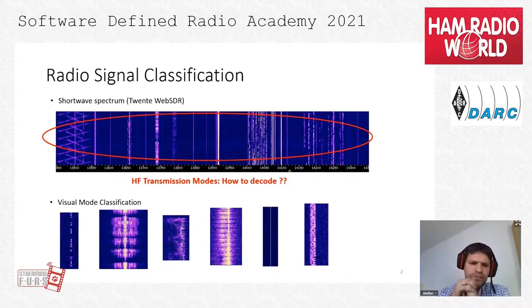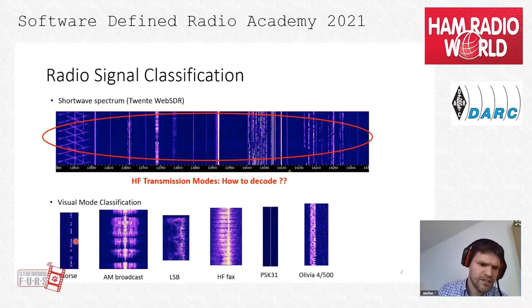I've copied out of the spectrogram a few signals, and you can now test yourself if you are able to determine the modes of the signal by just looking at the spectrogram. The signal on the left-hand side is very characteristic because it has some on-off keying pattern and is very narrowband. And this signal is a Morse code signal. So you can basically see the Morse code in the spectrogram. The second signal you can see here is very typical for an AM broadcast signal. It has a very wide bandwidth and the spectrogram is highly symmetric.